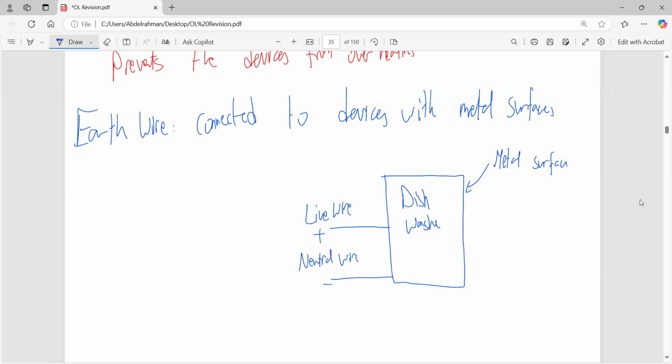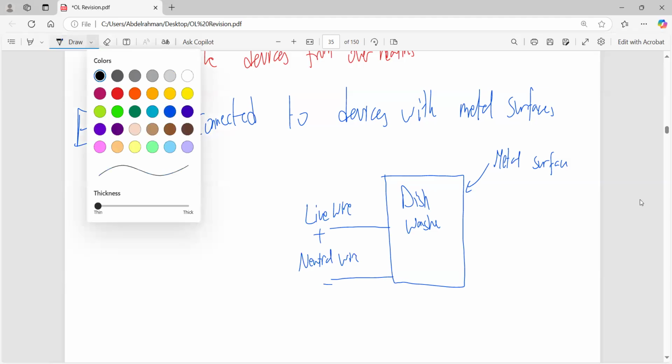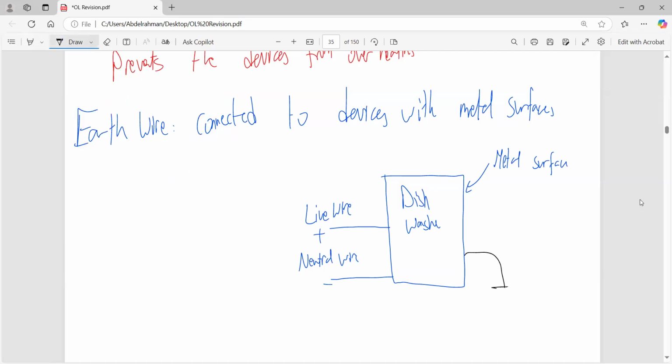So how do you prevent yourself from being electrocuted? By adding an earth wire, which is simply a wire connected to the ground. Sometimes we call it a ground wire, or we say that this device is grounded. This is an earth wire.